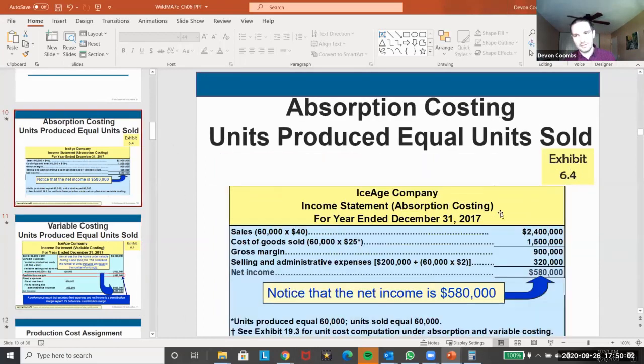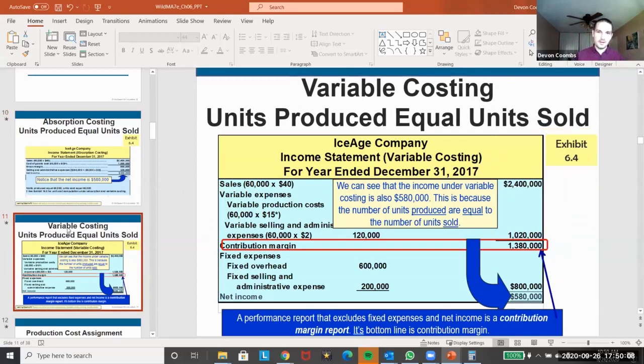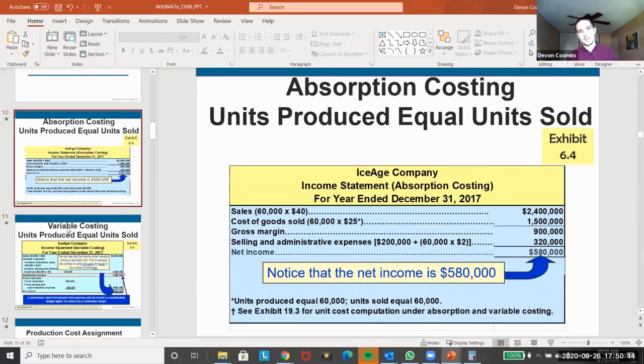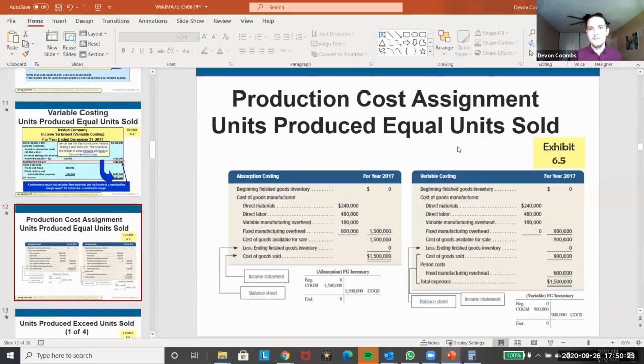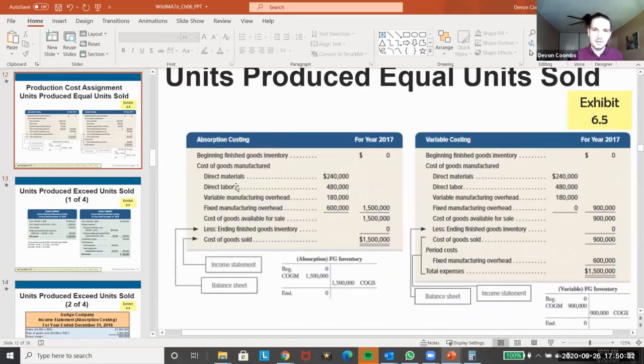So don't get too thrown off by what absorption is versus variable costing. You know these concepts. Just remember, variable: split the variable and fixed. Absorption: fixed overhead goes into cost of goods sold, and SG&A, selling, general and administrative, stays separate. That's it. And then production cost assignment, units produced equal units sold. Here, they're just showing you beginning finished goods inventory under absorption versus variable, and how all the costs reconcile. And again, this goes back to what I said in class 1, right? We're just allocating the costs.